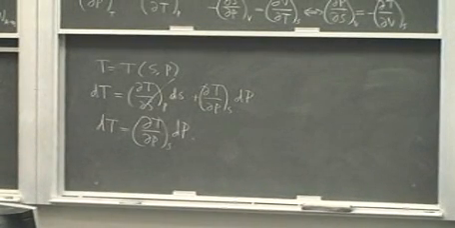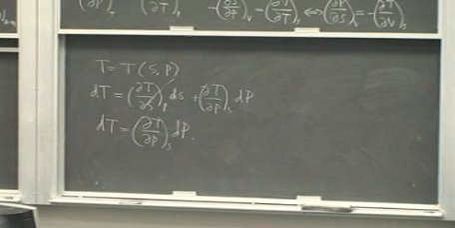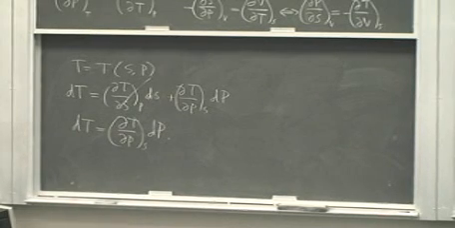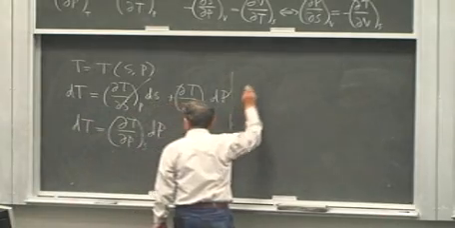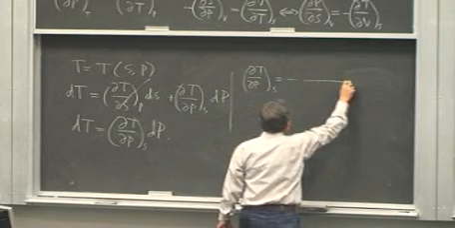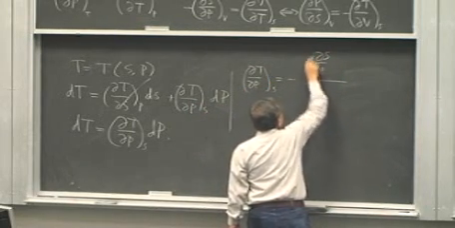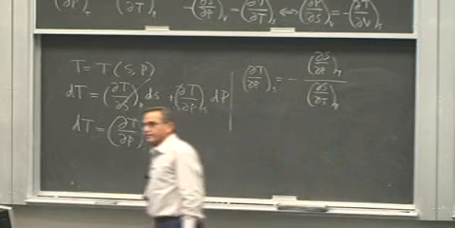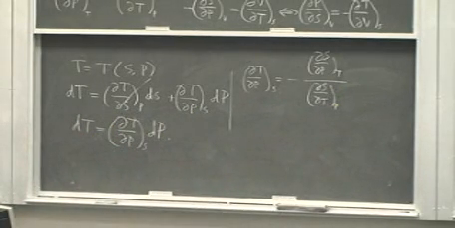Now, I will invite you to suggest ways to solve it. The first recommendation is take S upstairs. So dT by dP at constant S is equal to minus dS by dP at constant T divided by dS by dT at constant P. All right? I have used this expression over here.